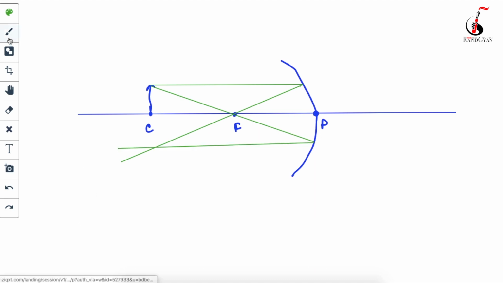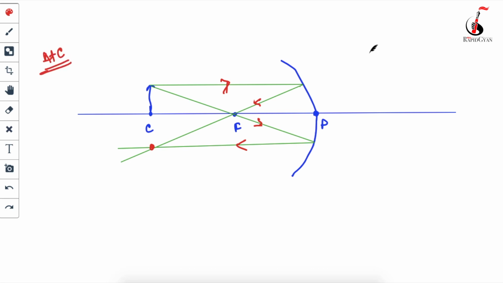Okay guys, so what are you seeing over here? This is one light ray going like this, and this is another light ray going like this. So what is your point of intersection? This is your point of intersection. What was the position of the object? The position of the object was at C.